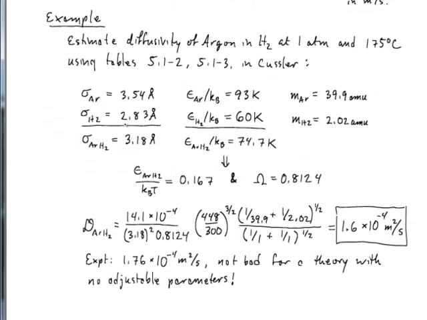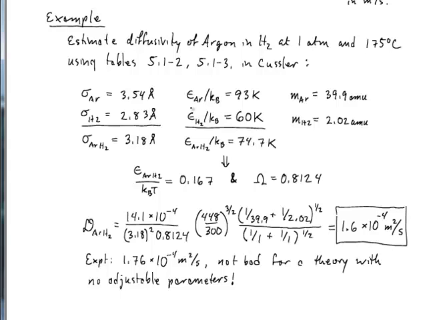Okay, so here's an example. We can go to the tables and look up properties of argon and hydrogen at 1 atmosphere and 175 degrees C. So the relevant properties are the diameter of argon, that's 3.54 angstroms. Diameter of hydrogen is given here. You add these two, divide by 2, you get an effective diameter of 3.18 angstroms.